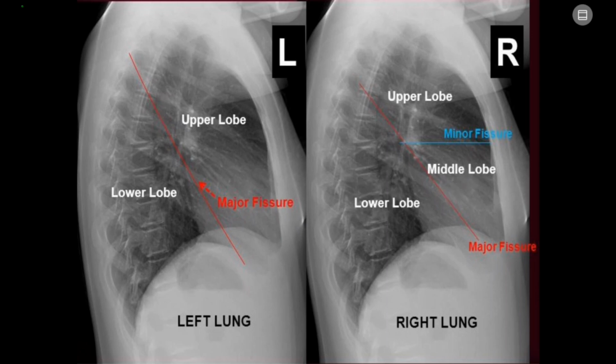In another video, inshallah, I will talk about the lobar anatomy of the lung in the CT chest.